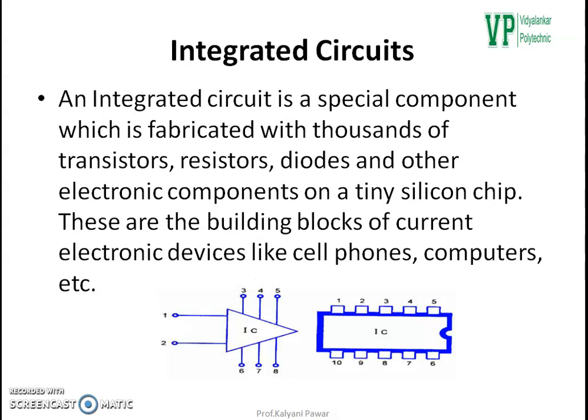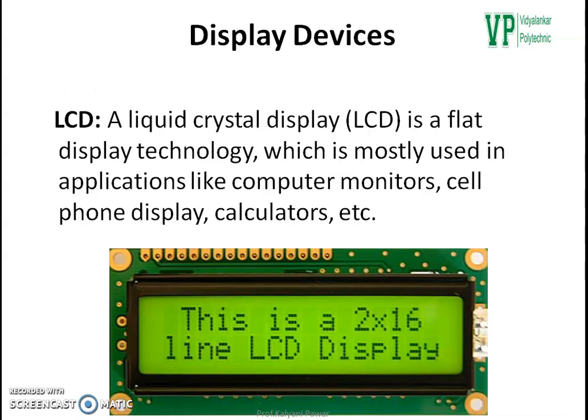Integrated circuits. An integrated circuit or IC is a special component which is fabricated with thousands of transistors, resistors, diodes, and other electronic components on a tiny silicon chip. These are the building blocks of current electronic devices like cell phones, computers, etc.